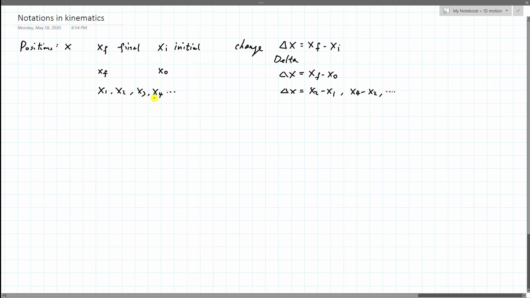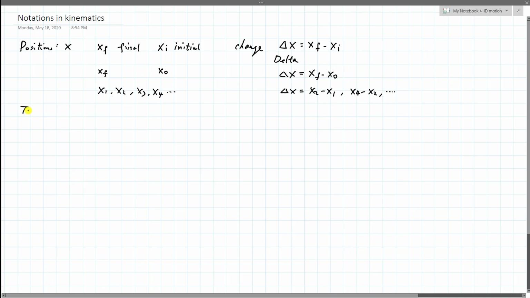So I normally use this type of notation because it doesn't give a particular role, final position or initial position, to any positions. These are just indicating that they happened over a sequence of time. x1 happened before x2, x2 before x3, x3 before x4. It doesn't make any assumption of how long the time duration was between the points, but it makes an assumption that the sequence of the positions shown was the same as the subscripts. So it's a little easier to understand.